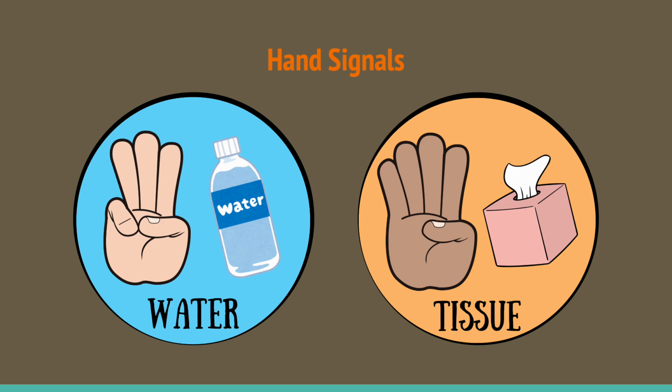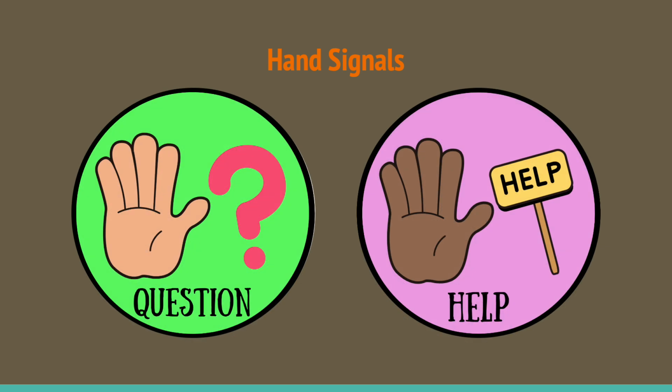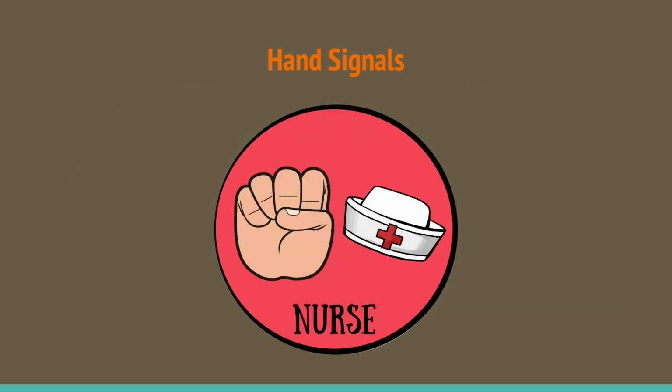Number 3 means the student would like water, and number 4 means the student needs a tissue. Number 5 can mean a question or help. As the educator, you need to determine if only one meaning or both meanings of the number 5 would fit the needs of your classroom. A closed fist or a 0 means the student is requesting the nurse.